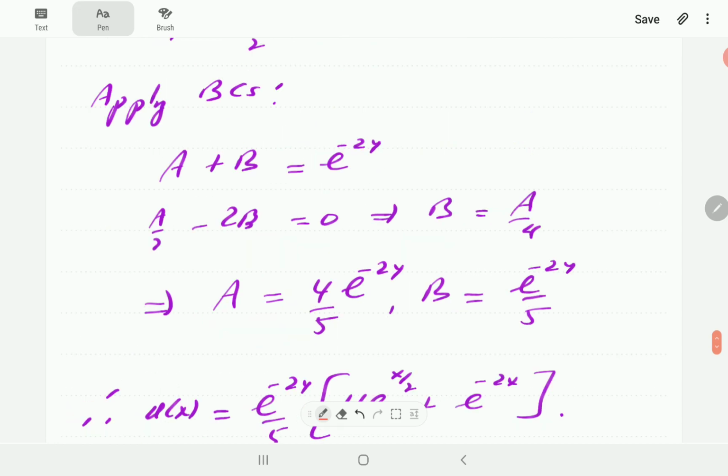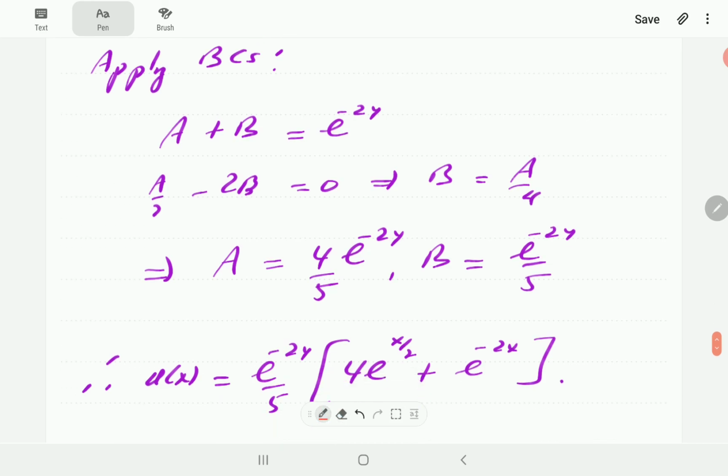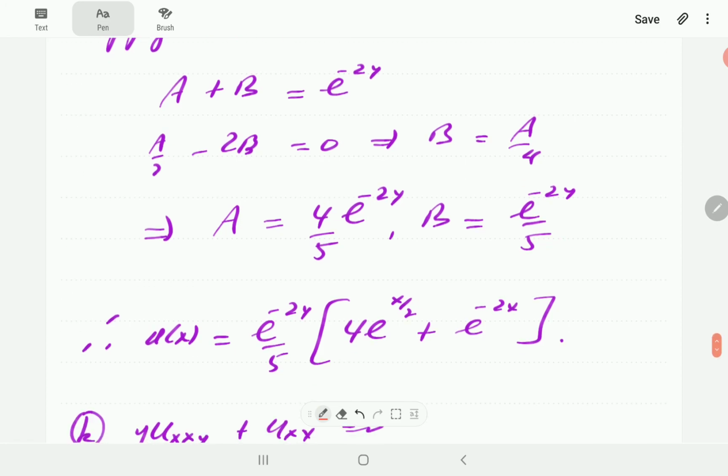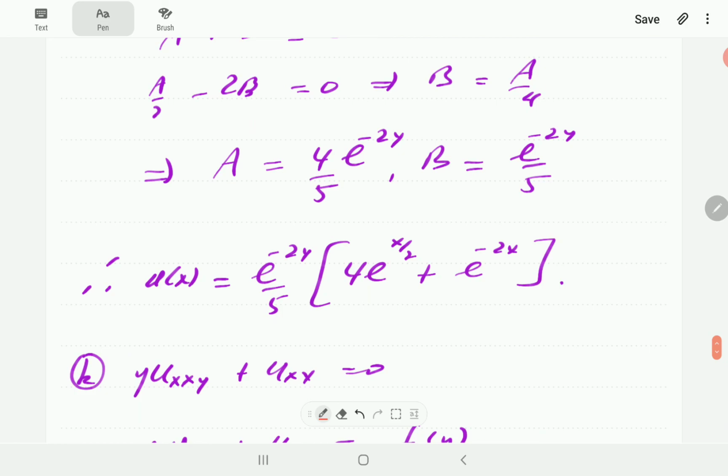Then if you apply these two boundary conditions, we find that a + b must be equal to e^(-2y), and a/2 - 2b is going to be 0. So this gives us a is 4/5 e^(-2y), b is e^(-2y)/5. So the solution is going to look like that.